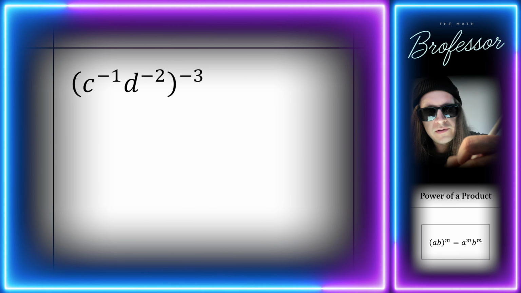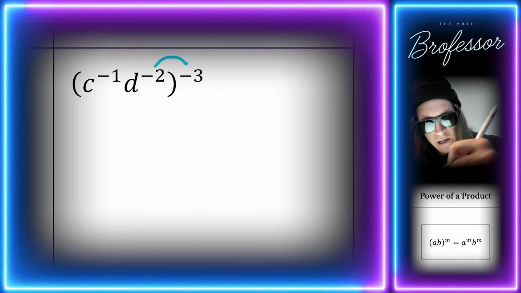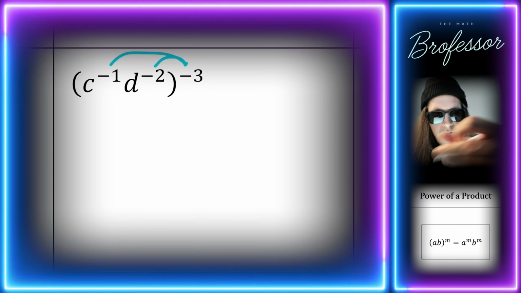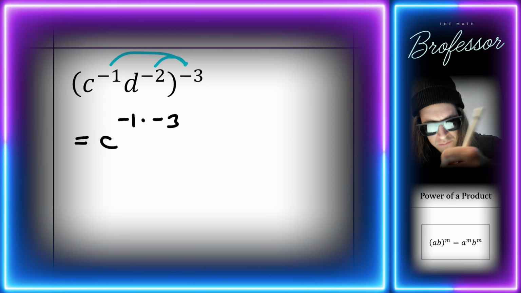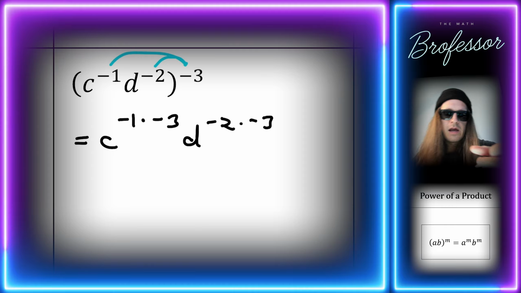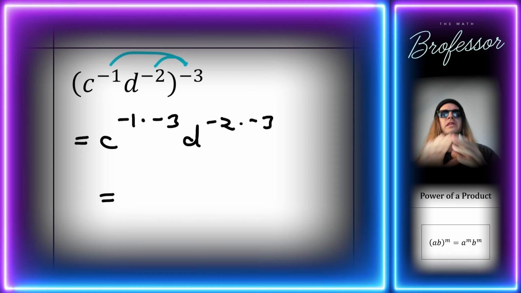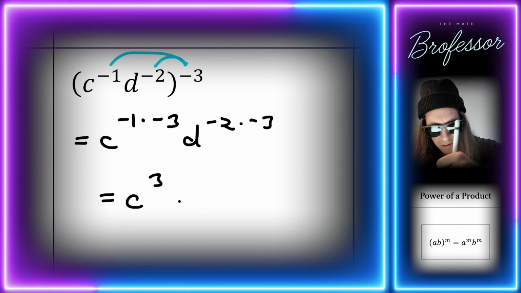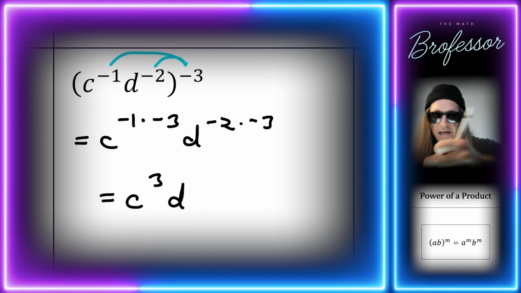Even if the exponents are negative, same rules apply. Distribute, distribute. So this is going to be c to the negative 1 times negative 3. D to the negative 2 times negative 3. And this problem was designed so that the negatives go away. Negative times a negative is a positive. So we have c to the positive 3. Negative 2 times negative 3, that is positive 6 right there.